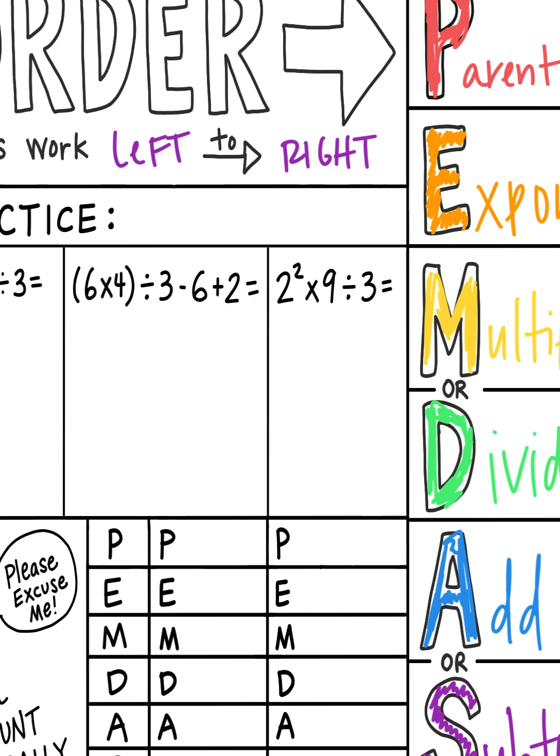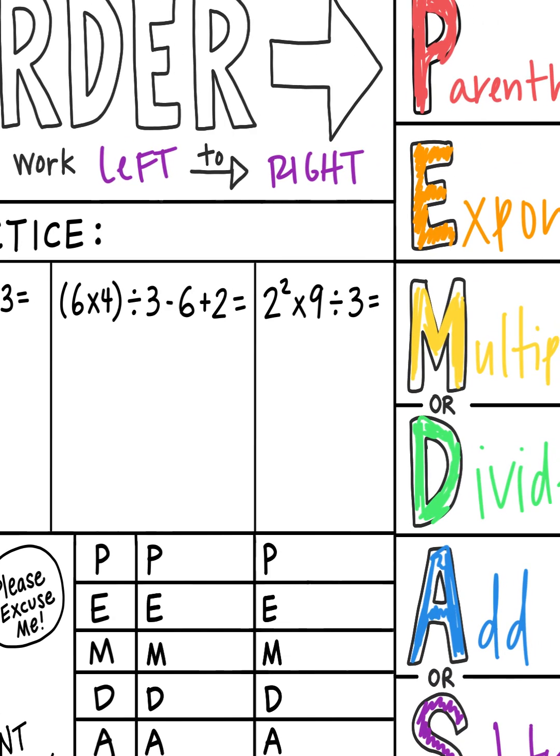Addition. Yes. Do I do that in this problem here? Not in that problem. No.